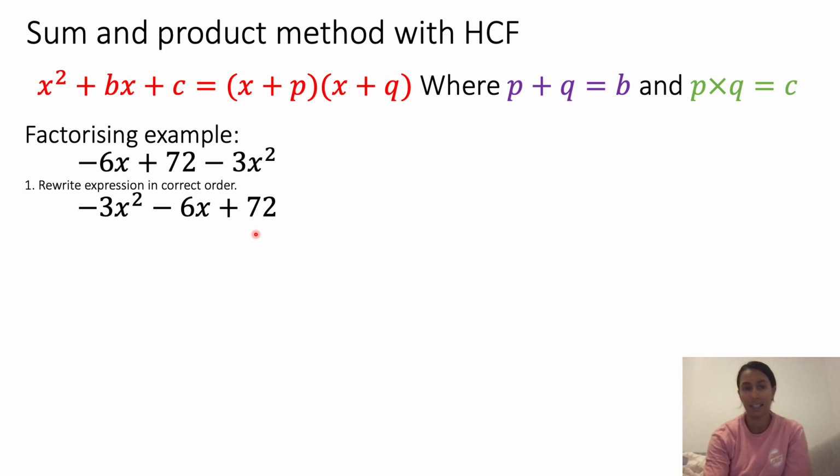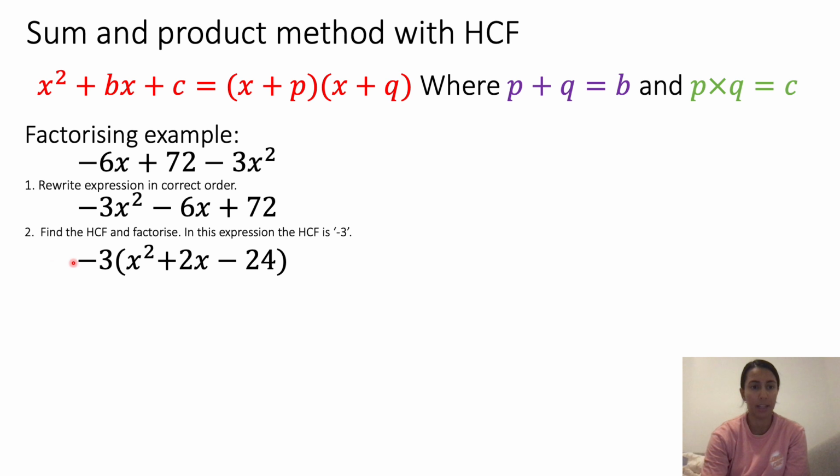Then we want to find the highest common factor in all of these three terms. So the thing that all three of them have in common is -3. So then this goes back to how we originally started factorizing. So we're going to take -3 out the front and then put everything else in brackets.